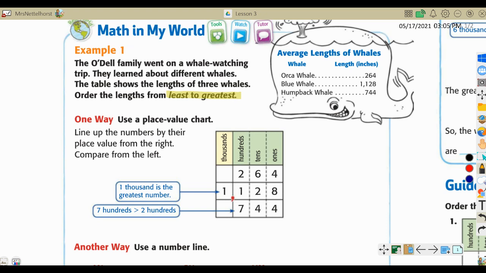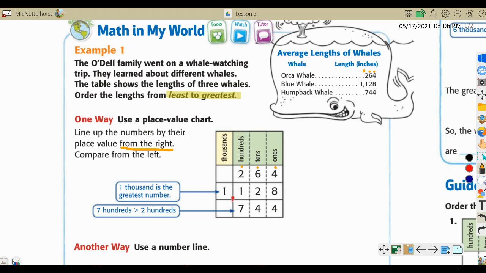So, okay, one way is to use a place value chart. You line up the numbers by their place value from the right and you compare from the left. Not once in any of the instructional videos did they tell you this part, that you do it from the right when you're putting them on the place value chart. But if you notice, 4 is in the ones place, so we write the 4 first. 6 is in the tens place, you put the 6 here. 2 is in the hundreds place, you put it here.